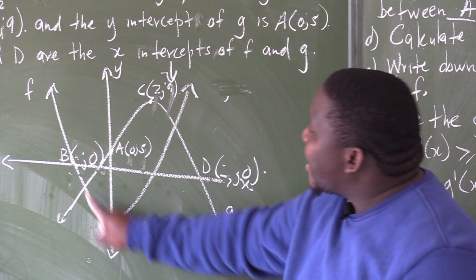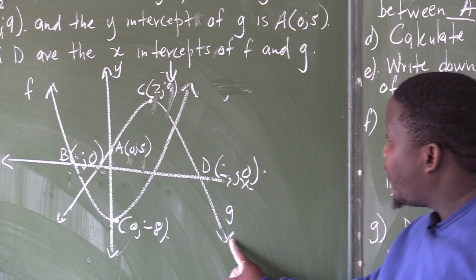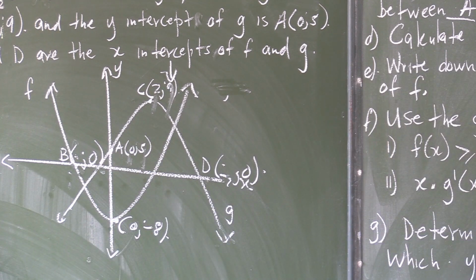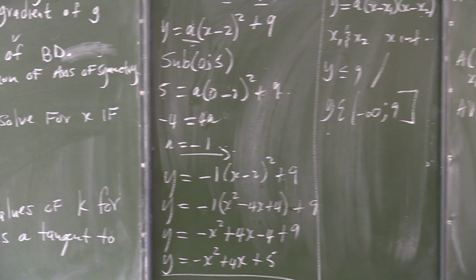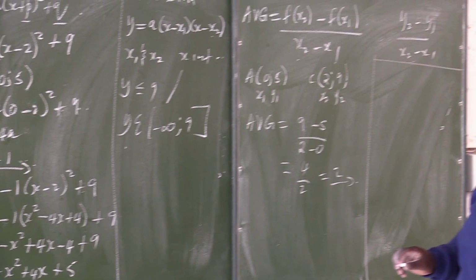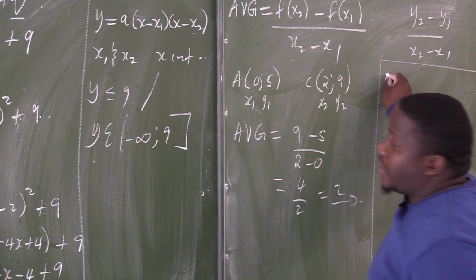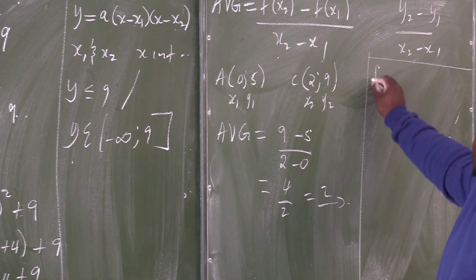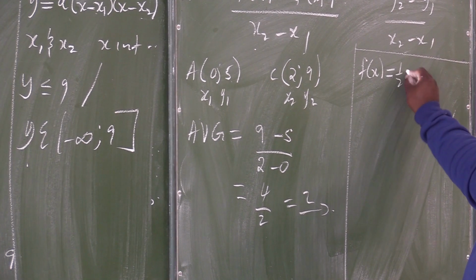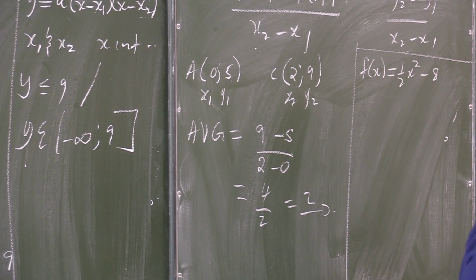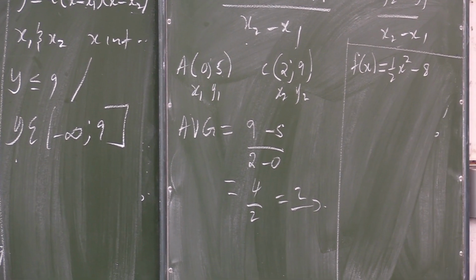So what am I looking for? I am looking for the x-intercept of F. I am also looking for the x-intercept of G. So you are supposed to go and find the x-intercept of F and the x-intercept of G. Let's go to F. What is the equation of F? The equation of f of x was given as 1 over 2 x squared minus 8. This is the equation of F.